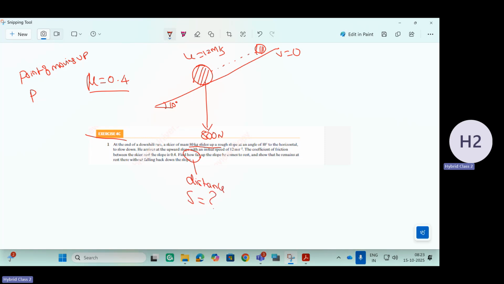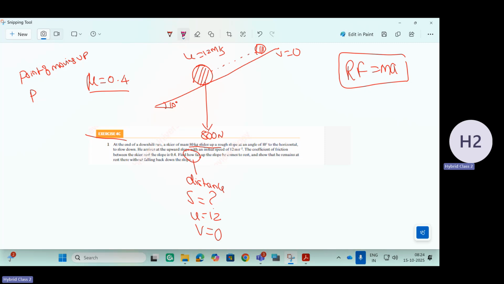So S is to be found, U is given 12, V is given 0. So what is still required? You can find A, no? You can find A by using Newton's second law. So resultant force, F equals mass into acceleration. Now you tell me, what are the forces acting on the particle?